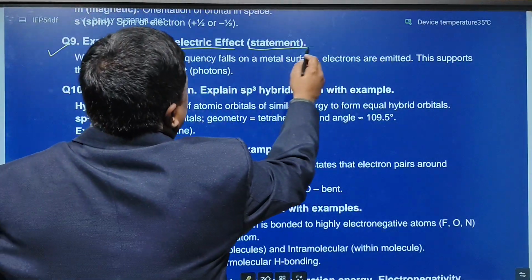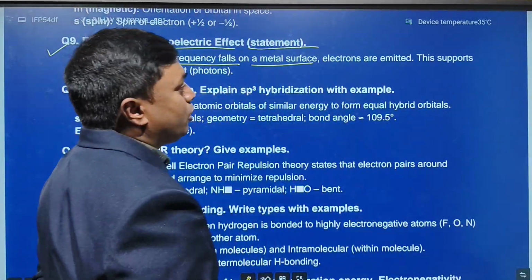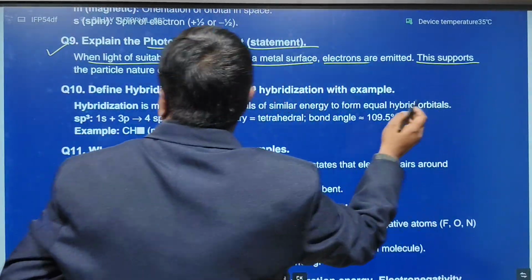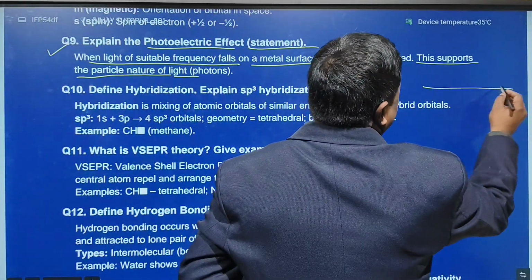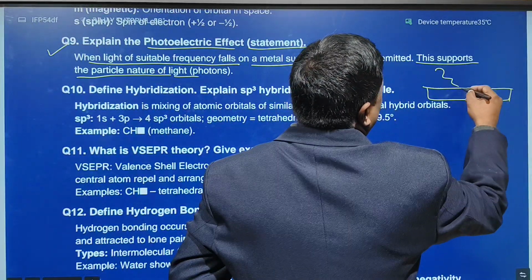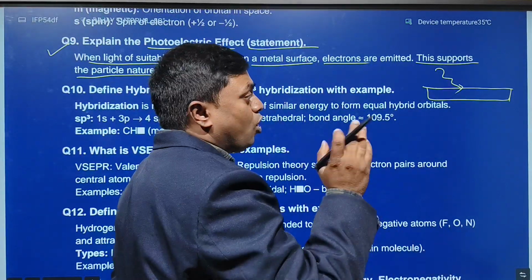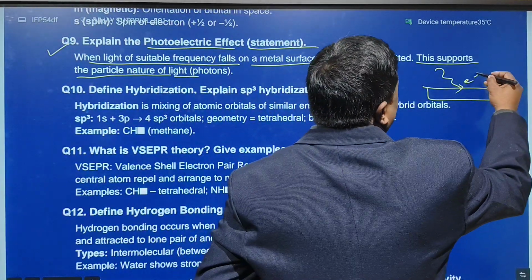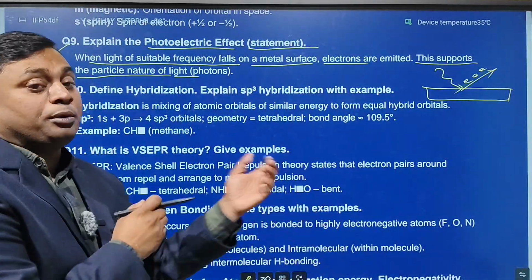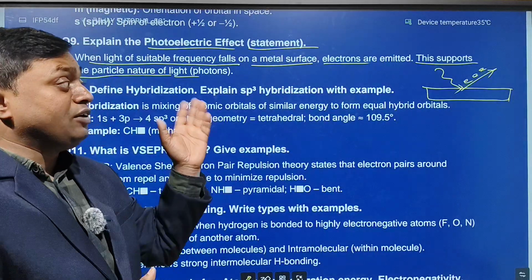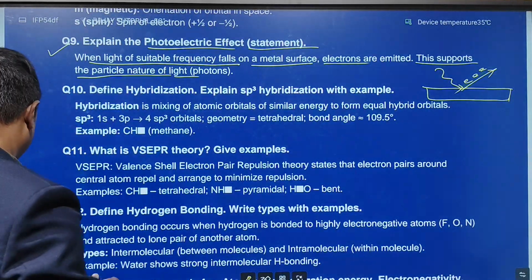Explain the photoelectric effect. So when light of suitable frequency falls on a metal surface, electrons are emitted. This supports the particle nature of light. See what happens: let's take a metal surface. Whenever light of a certain minimum frequency, called the threshold frequency, falls on the metal surface, the electrons are ejected. Yes or no? This phenomenon of ejection of electrons from the metal surface, when light of certain frequency falls on it, is called the photoelectric effect.